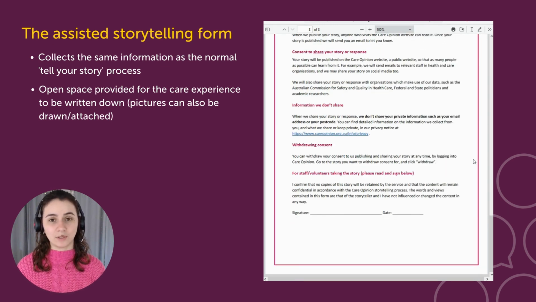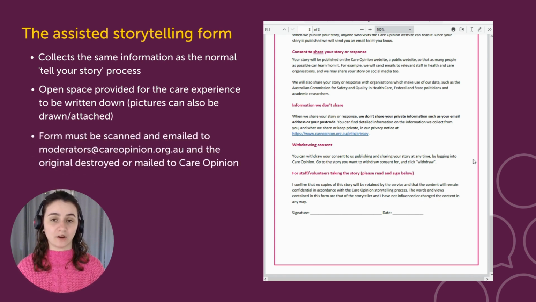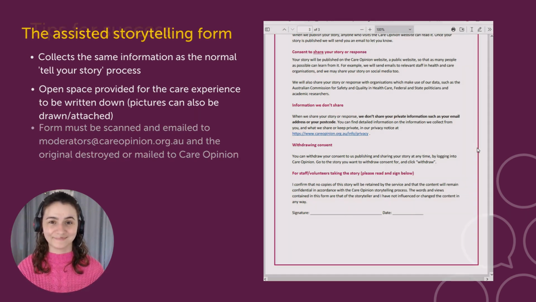And down the bottom, importantly, we also like to collect a signature and date of the person who assisted this storytelling, whether that be the volunteer or staff member, and just get that confirmation that no copies of the story are being kept. So at the end, it's important that this form is either scanned and sent back to us via email and the original copy destroyed, or the original copy can be mailed through to us as well.